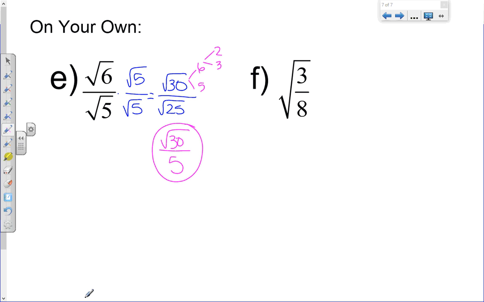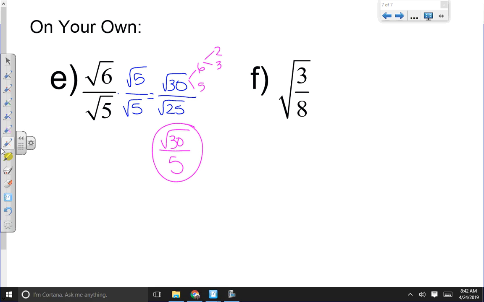Ladies and gentlemen, let's put our pencils down and let's check your letter E. Because if your E is not right, there's probably a chance you're making a similar mistake in F. So 5 was not a perfect square, and 5 did not divide into 6. So I have to multiply by that square root of 5 over square root of 5. Square root of 30 over square root of 25.